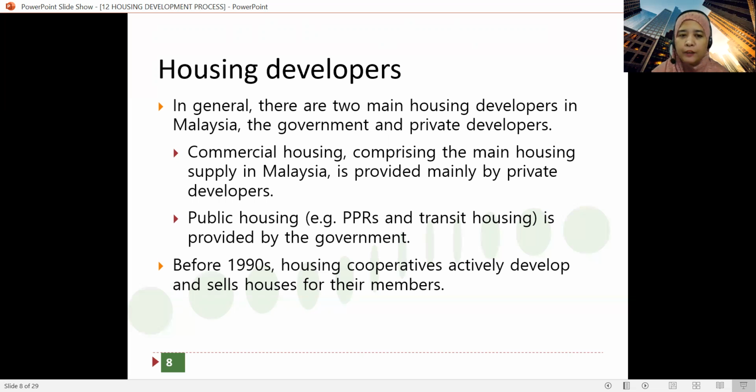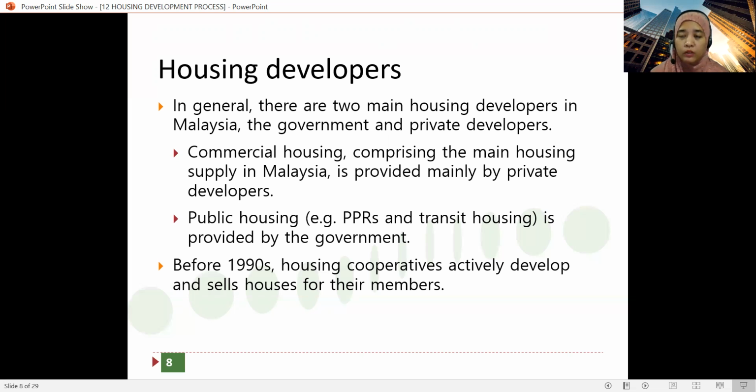it says there, before 1990s, housing cooperatives actively develop and sell houses for their members. So there was another player before the 1990s. Housing cooperatives ataupun kooperasi lah, sebenarnya gerakan kooperasi, the cooperatives movement in Malaysia. Okay, it gained momentum, or it started in the early 1900s lah, macam tu kalau tak silap, 1920s macam tu.